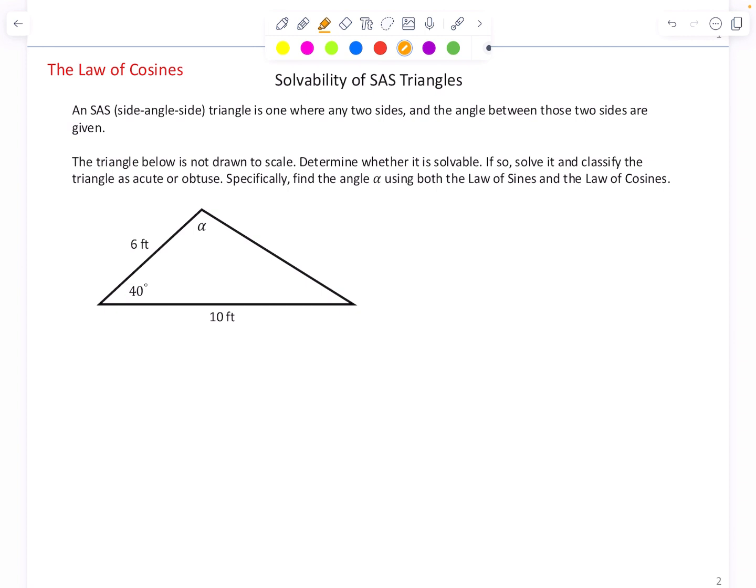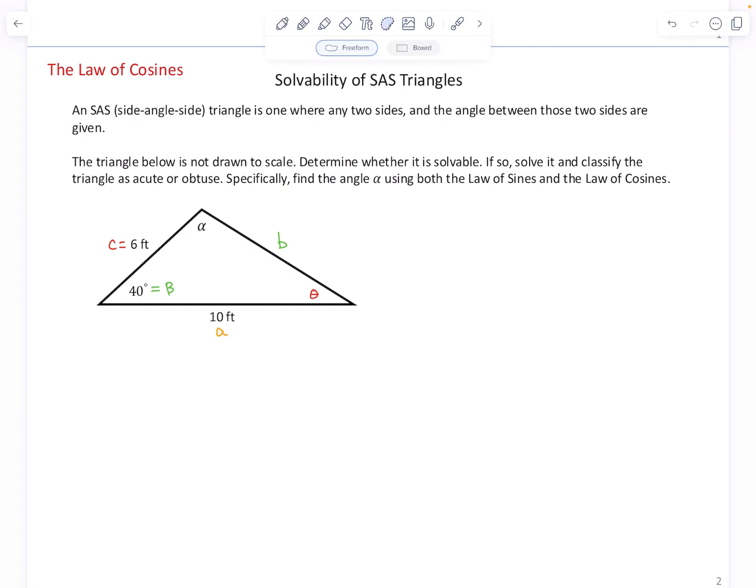So first of all, why is this an SAS triangle? It's because we know 2 sides and we know the angle between them. So wrapping around, we know a side, an angle, and then another side. Let's label all these angles and sides. Alpha is already labeled for us, so opposite it we will say is A. We'll say that this 40 degrees is beta, so opposite it will be side B. Therefore, the 6 feet must be side C, and opposite it will be angle theta.